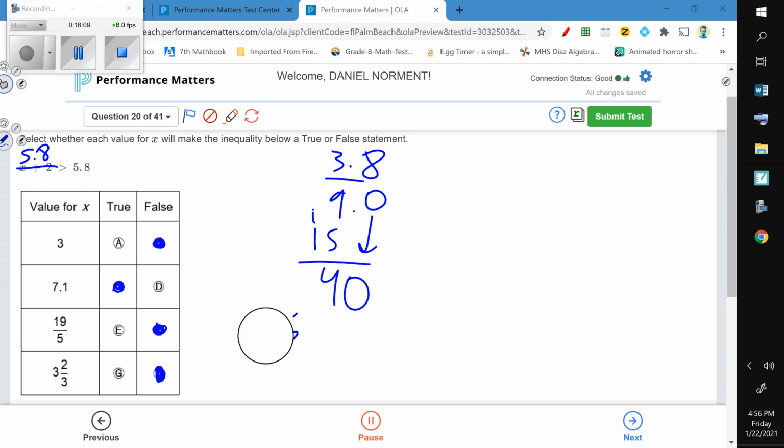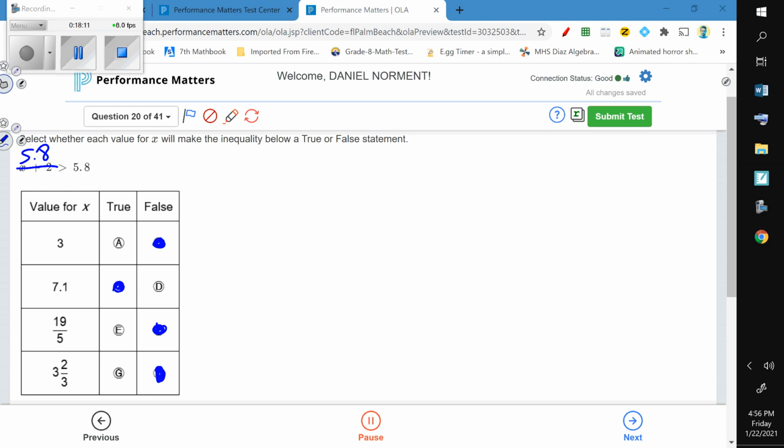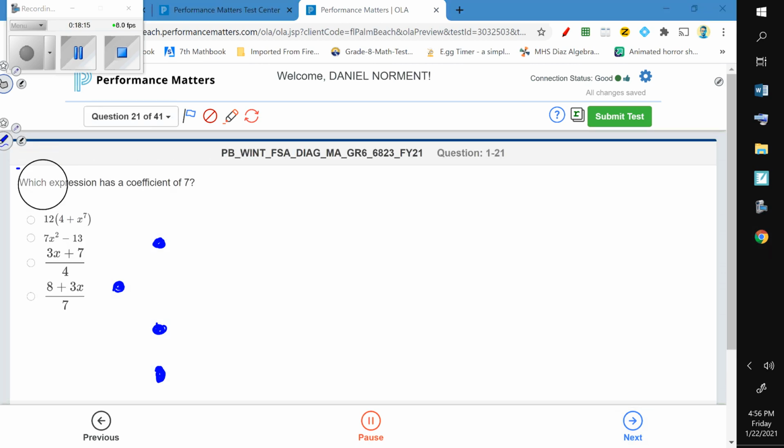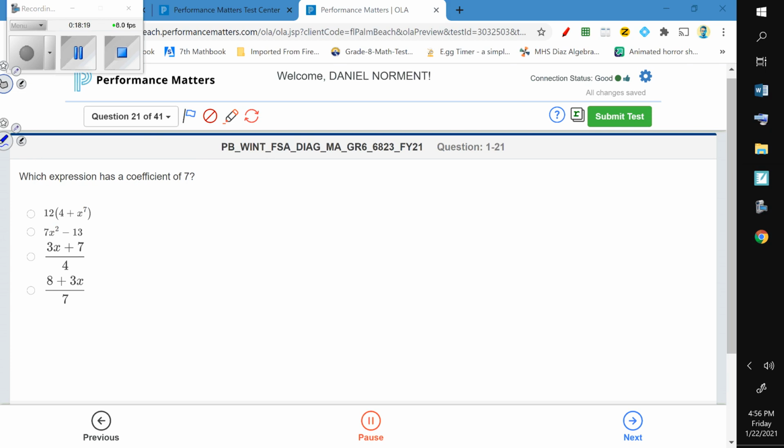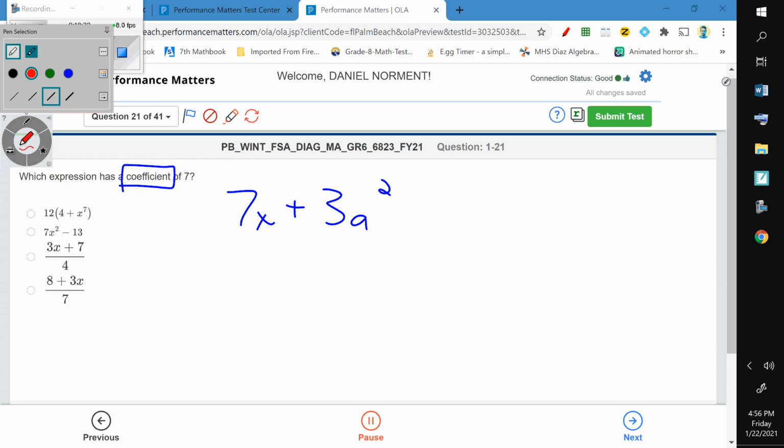Okay? The next question after number 20 is number 21. Which expression has a coefficient of 7? Class, this is really easy, but a lot of you probably missed it because I did not cover this term that much. A coefficient is the number next to a variable. Here it's 7 and 3.